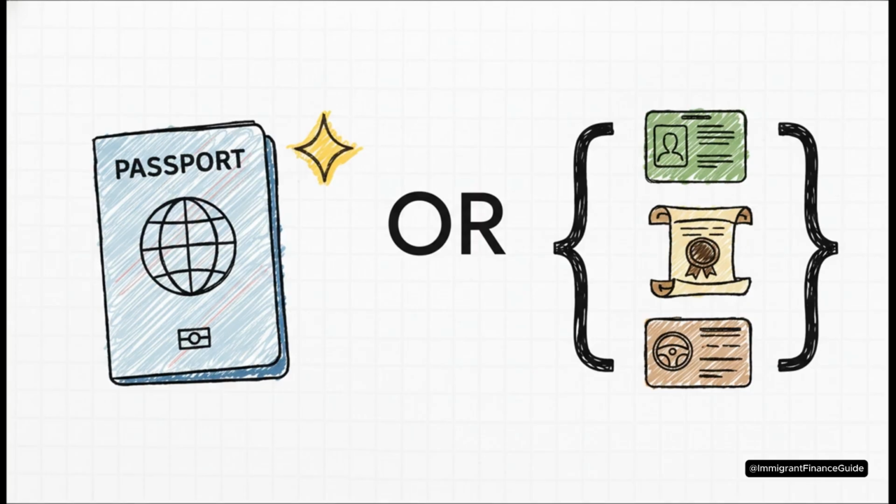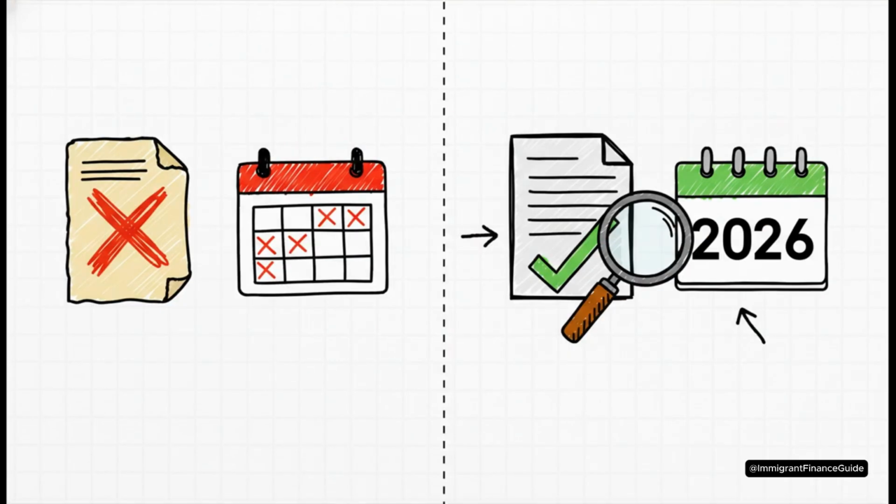Now, if you can't use a passport, the IRS will accept a combination of at least two other documents, like a national ID card, a birth certificate, or a foreign driver's license. And hey, a really important heads up for anyone applying in 2026. The IRS is getting strict. They will not accept any documents that are expired, period. So make sure everything, your passport, your ID, whatever you use, is current and valid before you send anything in.